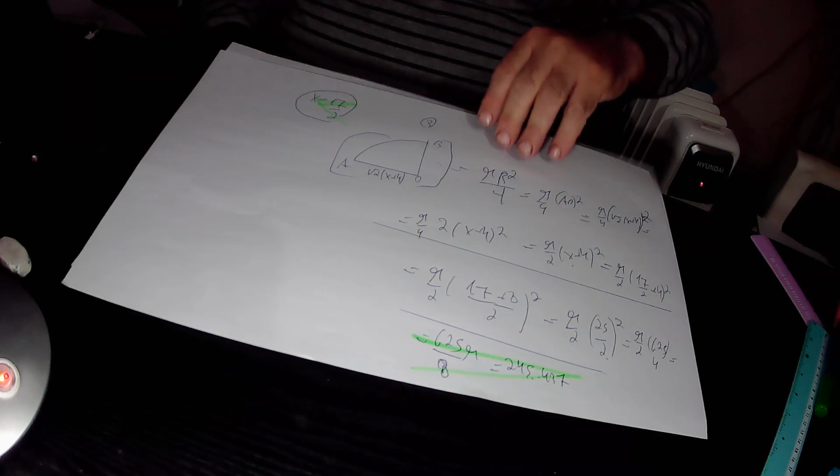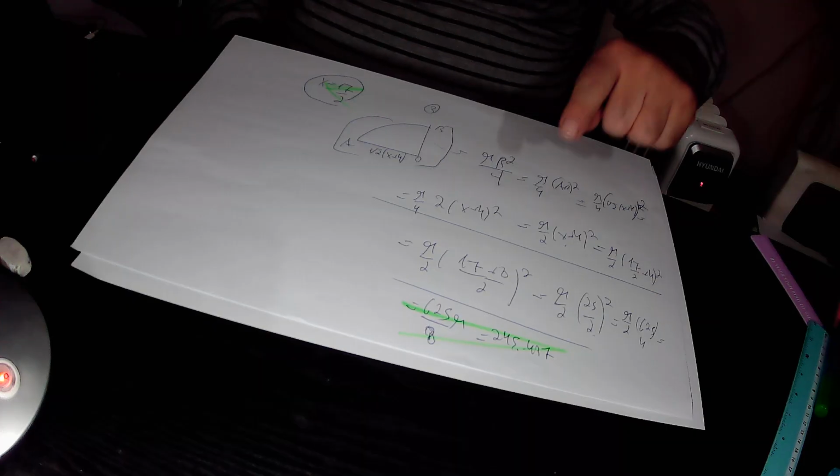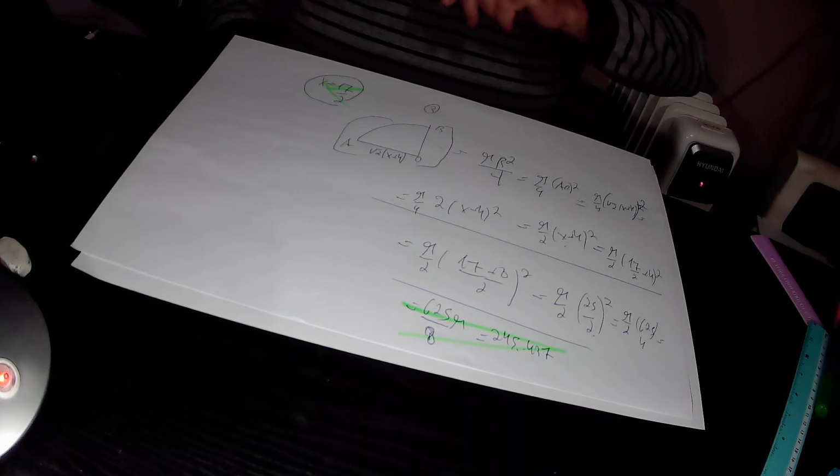In terms of numbers, the area of this quarter circle AOB is equal to 245.437 square meters in size.